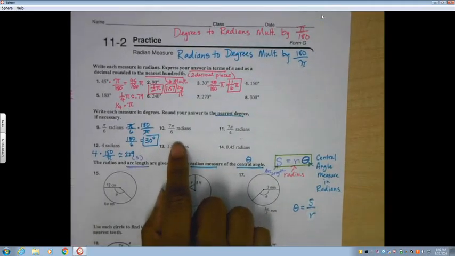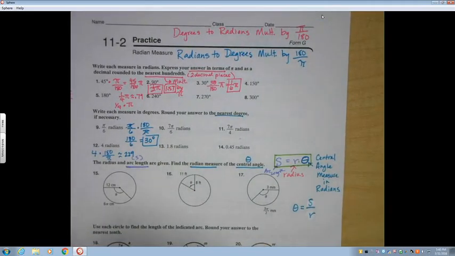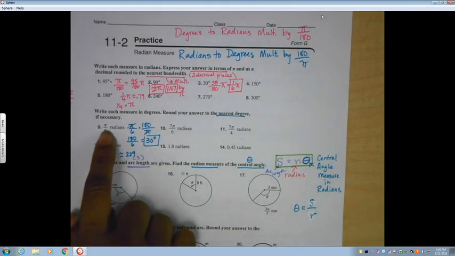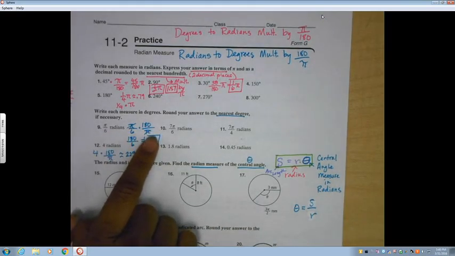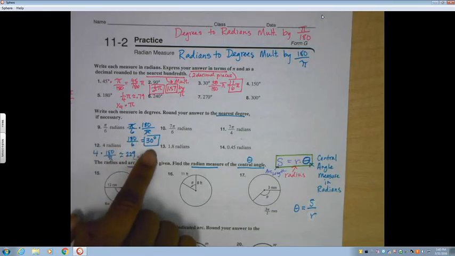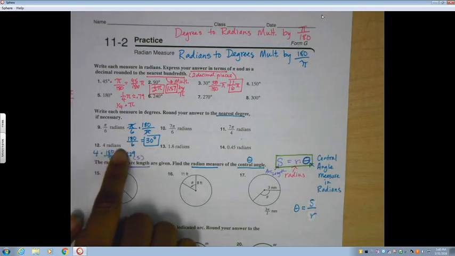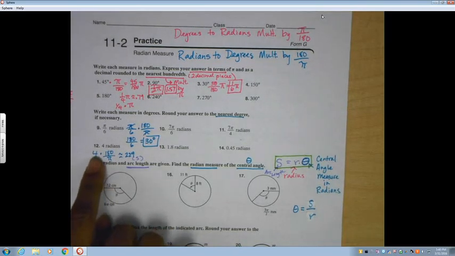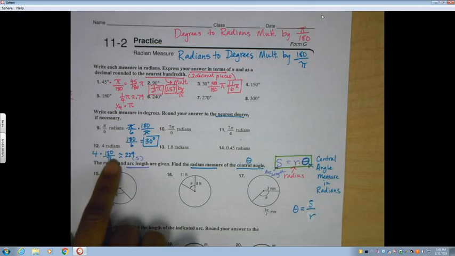The second section is converting from radians to degrees. So they give you the radians. You take that radians, you multiply by 180 over pi. The pi should cancel out, especially if your answer is in terms of pi. And then you should be left with the degree measurement. So here, they give you 4 radians. This one basically has the pi already multiplied into the answer. You're still going to do the same thing, 4 times 180 over pi.